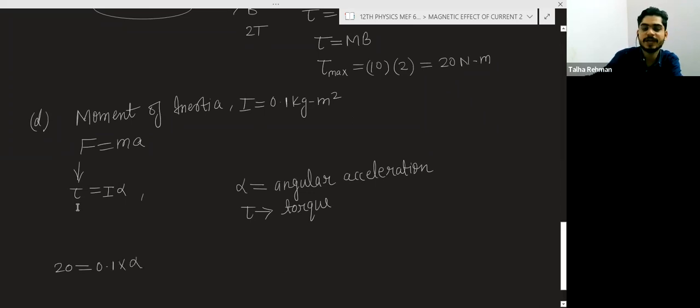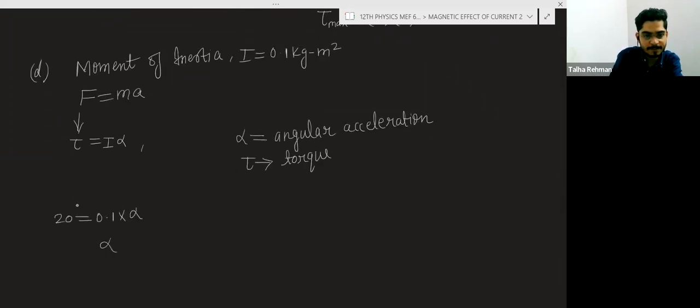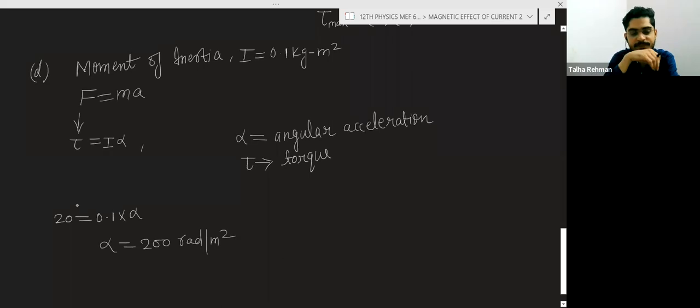And alpha you will get from here. So alpha is 20 by 0.1. When you remove the point, you will multiply the numerator with 10. That will become 200. And the unit of alpha is radian per second square. Right?